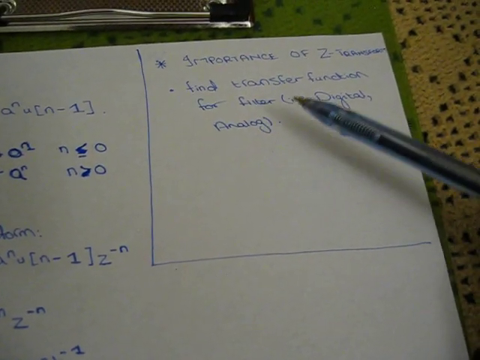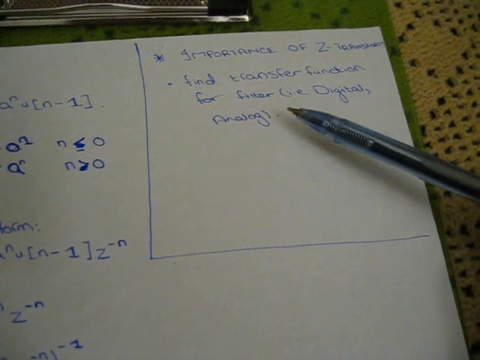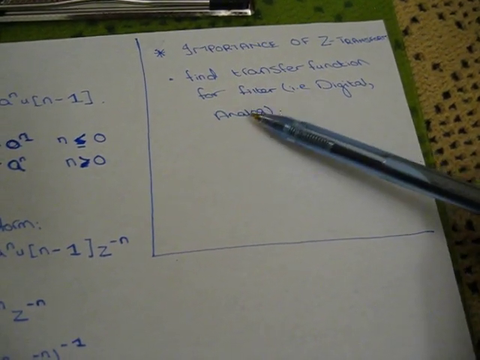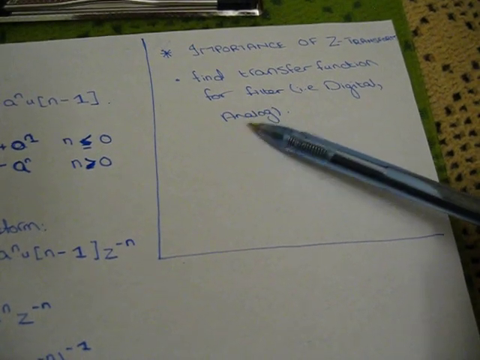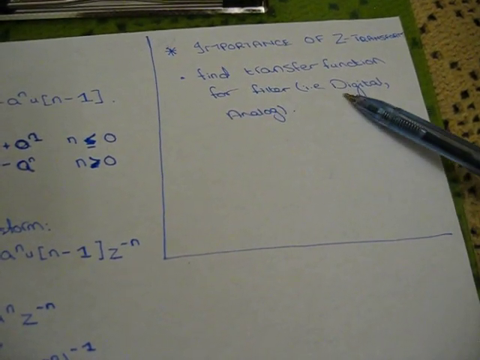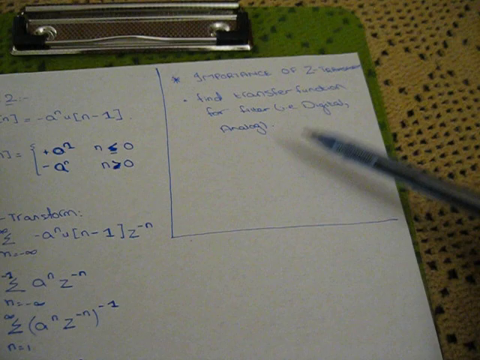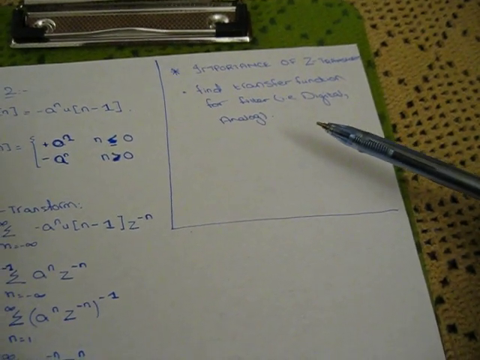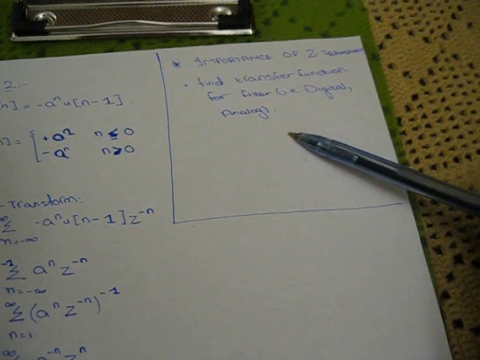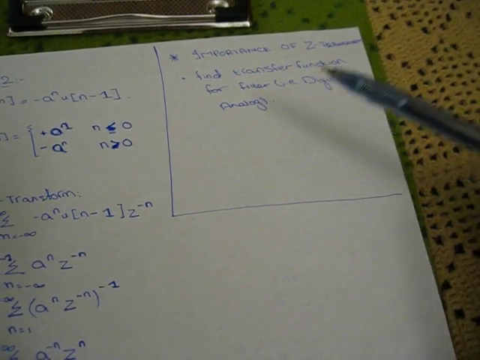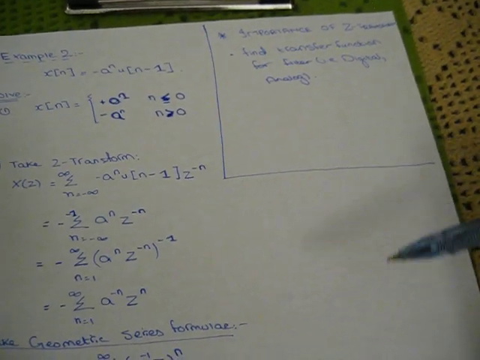It is very important to study Z transform because in further chapters we need to find the transfer function for the filters, that is digital and analog filters, and without having the knowledge of Z transform, this task cannot be accomplished. This is the importance of Z transform.